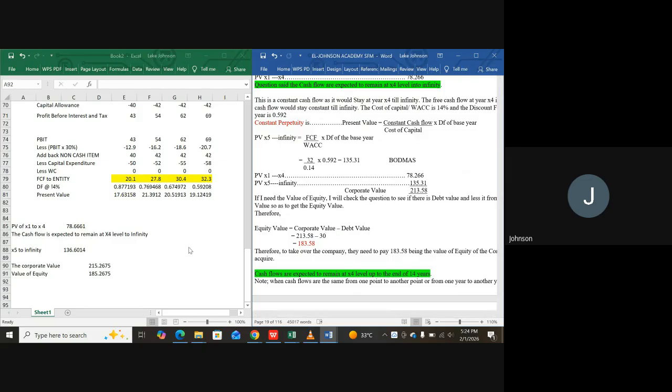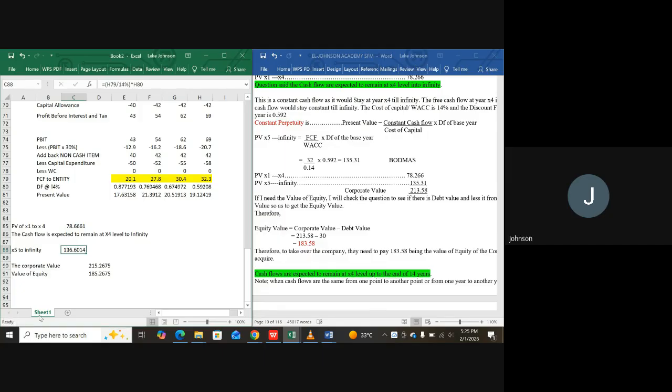So let's come back over here. This is what we did, right? When you have the year 5 to infinity, you are using perpetuity. There are two types of perpetuity. It's either the perpetuity is constant or the perpetuity is growing. Okay, the perpetuity is constant. You simply say, so let's look at it now.